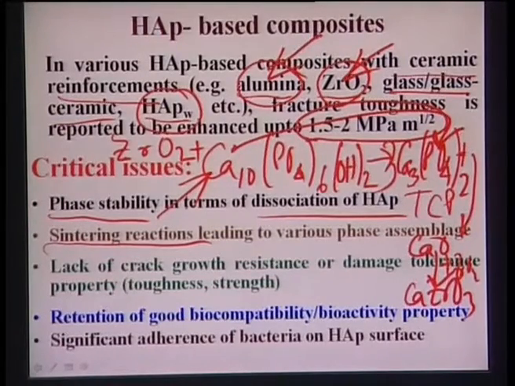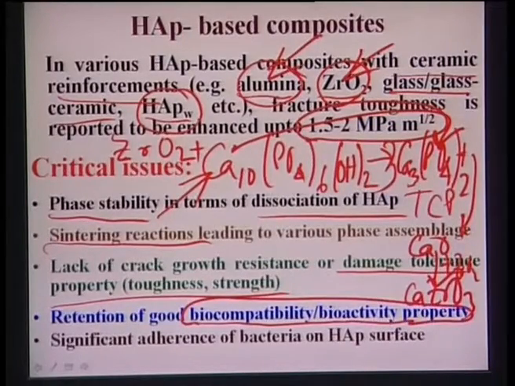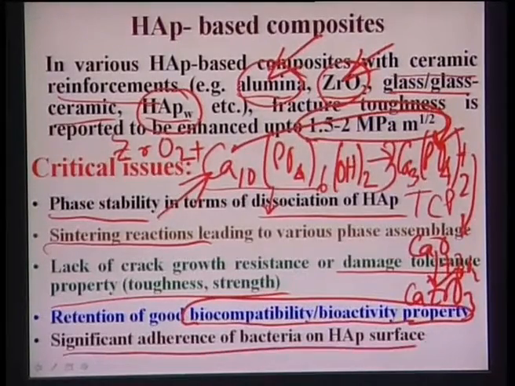The third one is a lack of crack growth resistance or damage tolerance property, and this damage tolerance property is mostly the toughness or strength property. The fourth one is the retention of good biocompatibility or bioactivity property. Now, this good biocompatibility or bioactivity property is lost when your hydroxyapatite is transformed to tricalcium phosphate or undergoes sintering reactions. The fifth point is significant adherence of bacteria on the hydroxyapatite surface, and that essentially leads to prosthetic infection, or infection at the implant site.